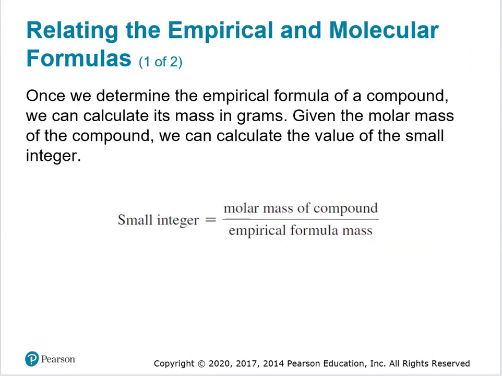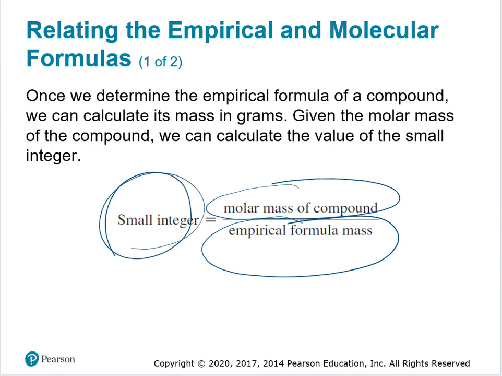Once we determine the empirical formula of a compound, we can calculate its mass in grams. Given the molar mass of the compound, we can calculate the value of that integer by taking the molar mass of the compound divided by the empirical formula mass. That should give us really close to a whole number integer.